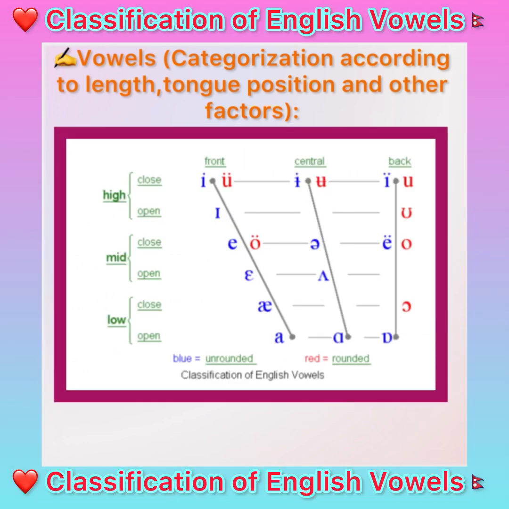Now the classification of English vowel sounds according to this picture. You can see this picture and easily understand it. We already discussed the classification of English vowels, but you can't understand it before. Then you have to see this picture and understand easily according to length, tongue position and other factors. This picture shows how vowel sounds are produced.